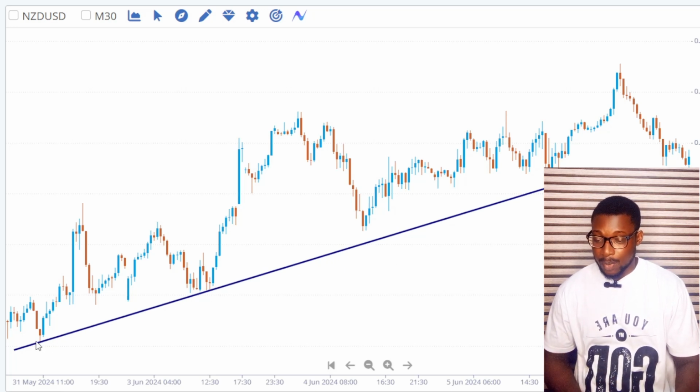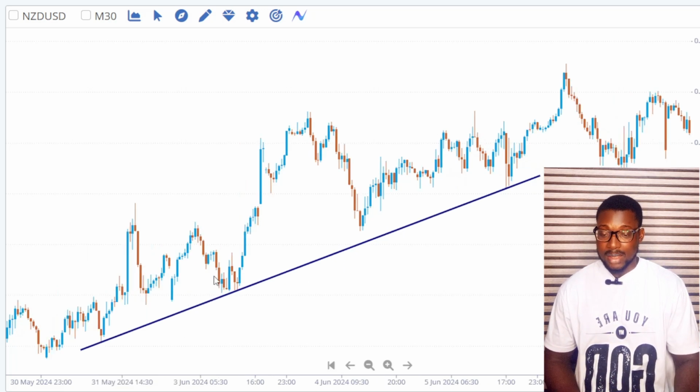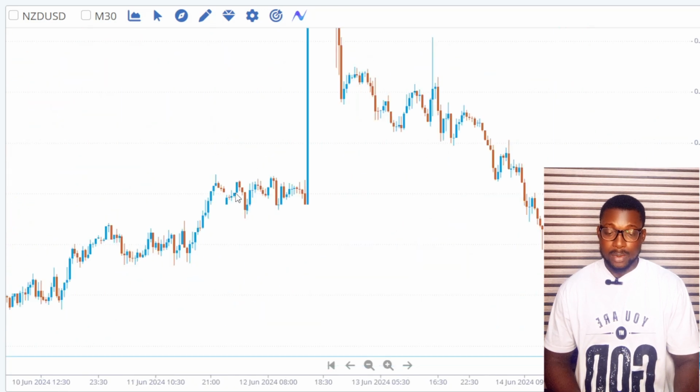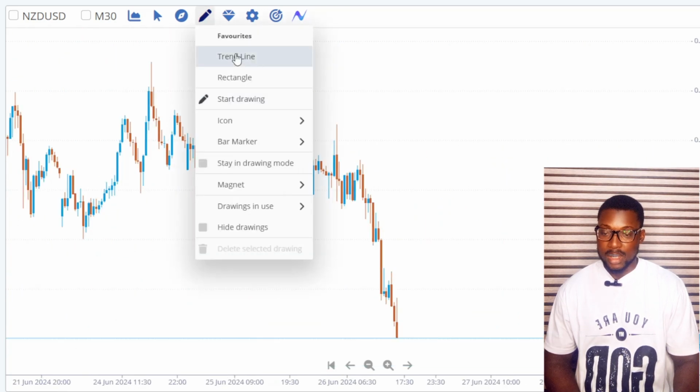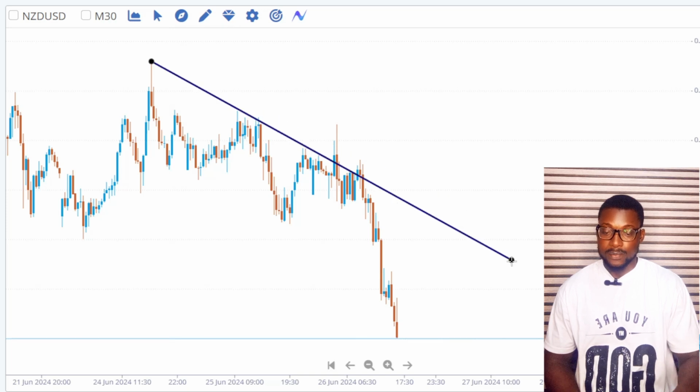So you may use the tip of the wick or you draw it right at the candle body and you are good to go. Let's look at another example quickly on that. So we have something like this over here.